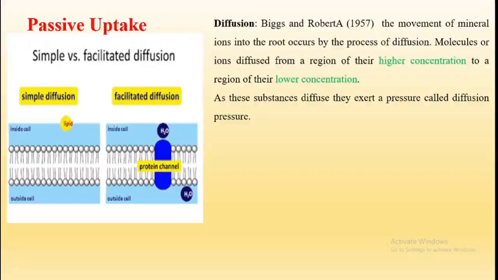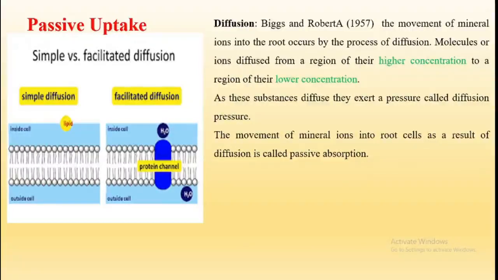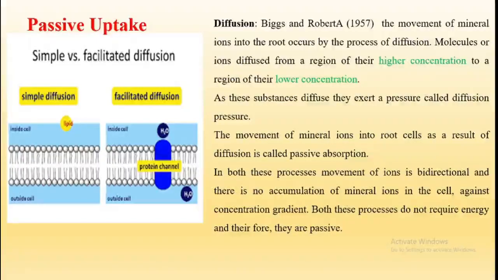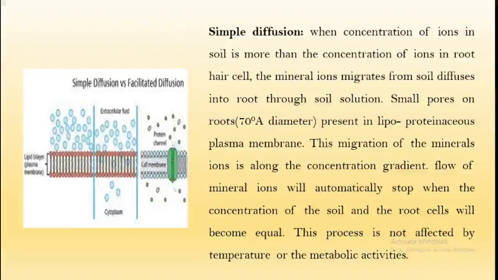As these substances diffuse, they exert a pressure called diffusion pressure. The movement of mineral ions into root cells as a result of diffusion is called passive absorption. In both these processes, movement of ions is bidirectional and there is no accumulation of mineral ions in the cell against concentration gradient. Both these processes do not require energy and therefore they are passive.